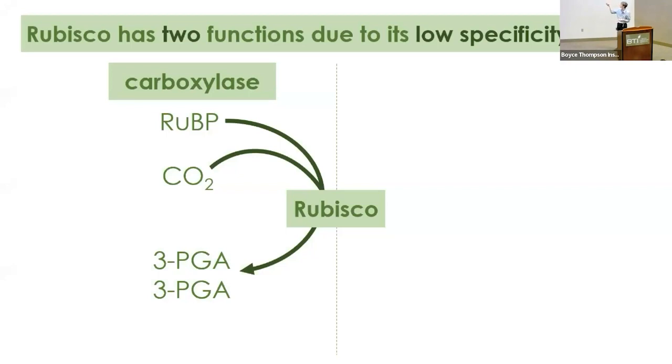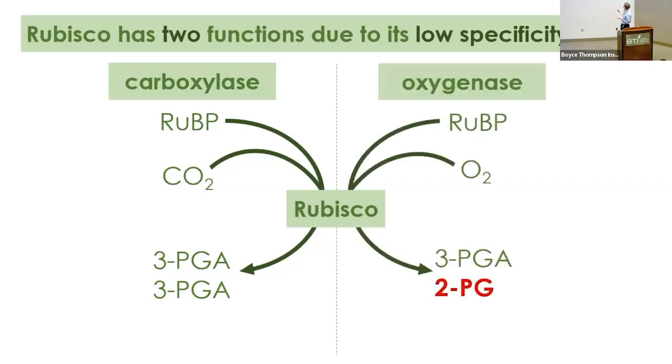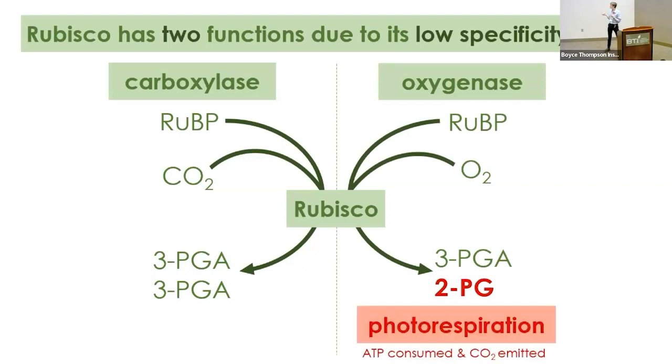And you can see in the carboxylase reaction, RuBP and CO2 interact through Rubisco to form two 3-phosphoglycerate molecules, which is our target product that we want. But in the oxygenase reaction, if O2 interacts, we have one less carbon, and so we get one molecule of 3-phosphoglycerate, but then one molecule of 2-phosphoglycolate, which is toxic to the plant and must be metabolized in photorespiration, which consumes energy and emits previously fixed CO2, which is never good.